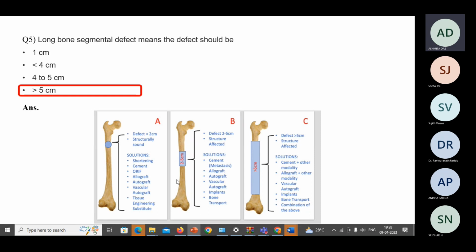if we see, when the graft size is less than 2 centimeter, or around 2 to 4 centimeter, it can be possible to heal these defects by autografts. But when the segmental defect is greater than 5 centimeter, or 4 to 5 centimeter, it basically requires a highly complex surgical intervention to heal the injury.